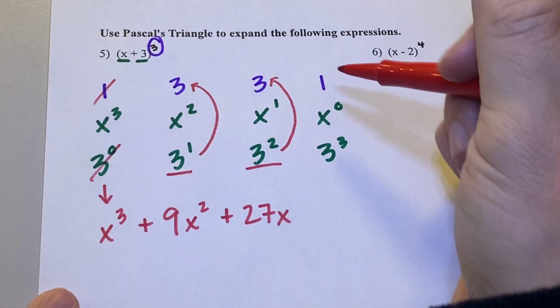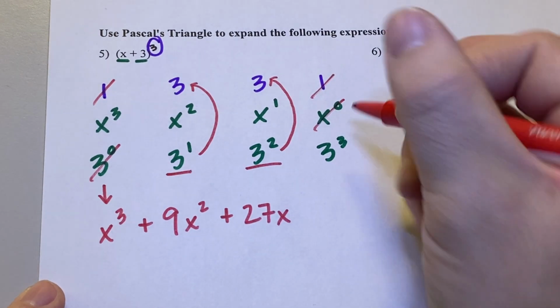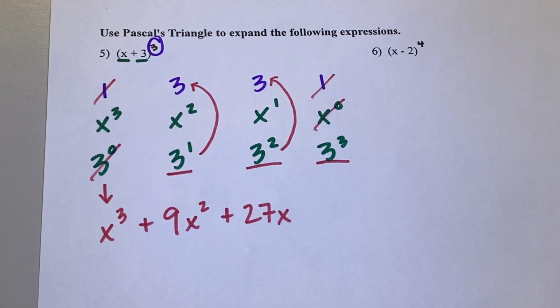Okay, my last term, don't care about a 1, don't care about x to the 0 because that's also 1. So all we're left with is 3 cubed. Okay, in your calculator you can do this. Do you guys know how to do this in your calculator?